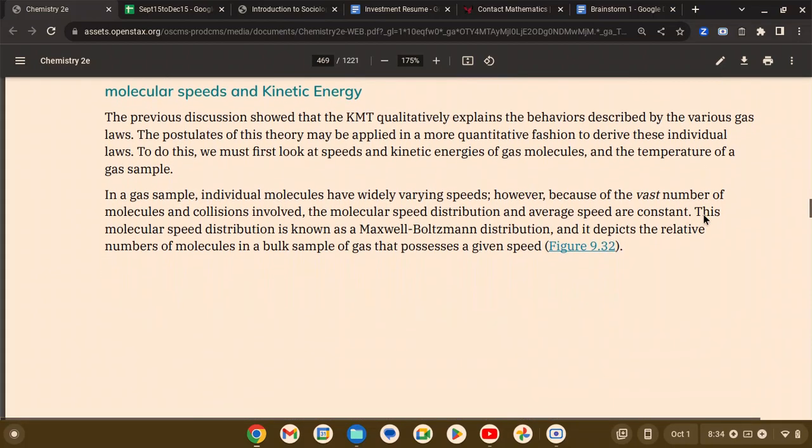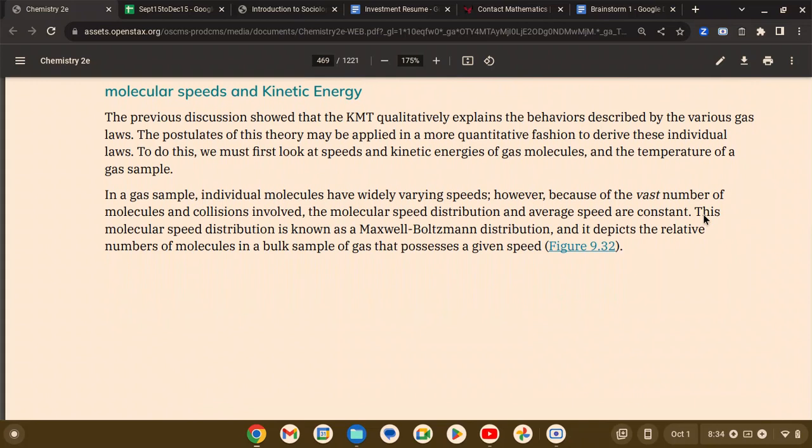Oh, molecular speeds and kinetic energy. The previous discussion showed that the KMT qualitatively explains the behaviors described by the various gas laws. The postulates of this theory may be applied in a more quantitative fashion to derive these individual laws. To do this, we must first look at speeds and kinetic energies of gas molecules and the temperature of a gas sample. In a gas sample, individual molecules have widely varying speeds.